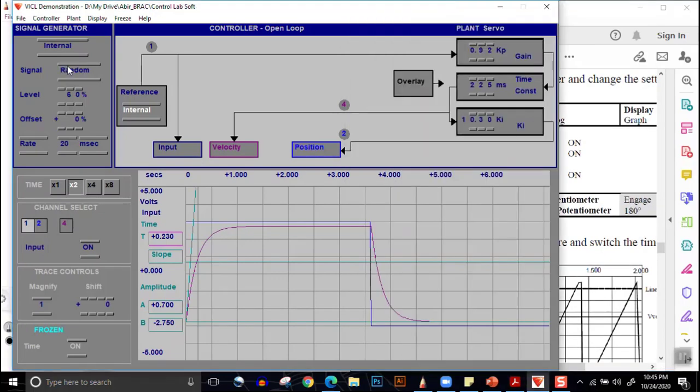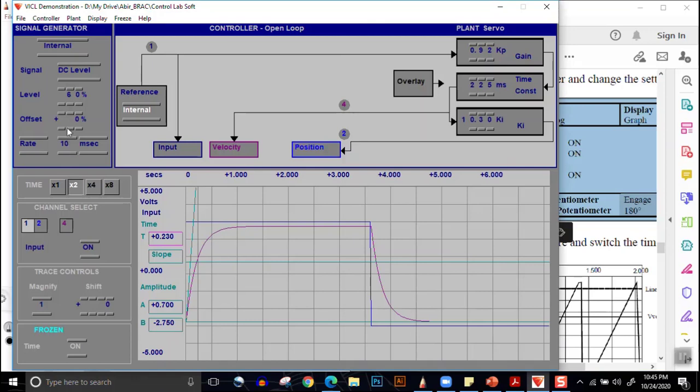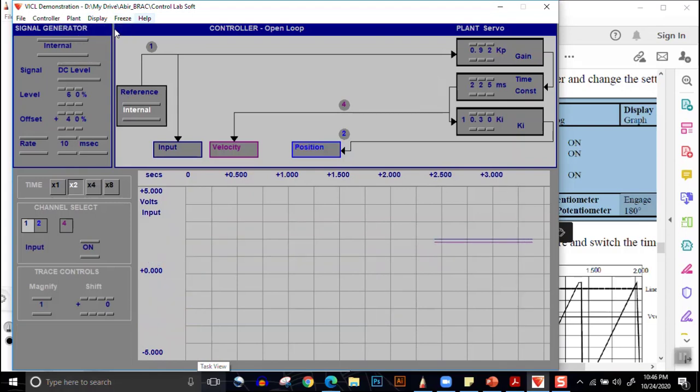The signal level is no longer step. The signal level will be DC level. Then the level is 60%, which is right. Our rate will be 10 millisecond and the offset would be 40%. So we decrease the rate and we increase the offset. After doing this, it is frozen, so we need to click freeze and start.